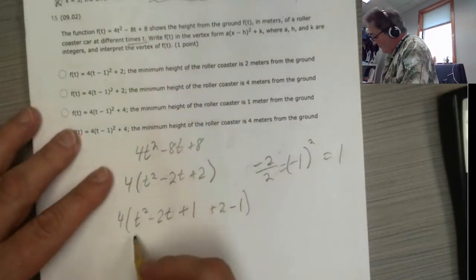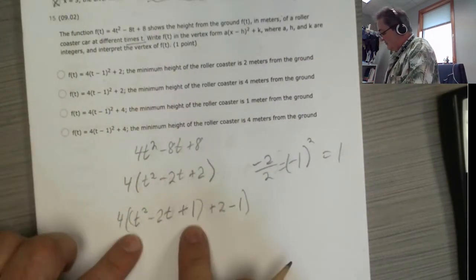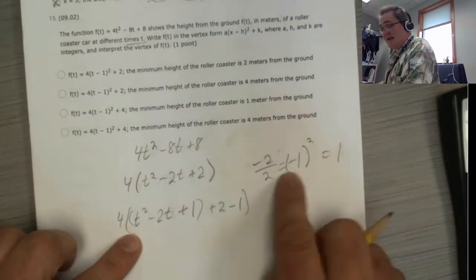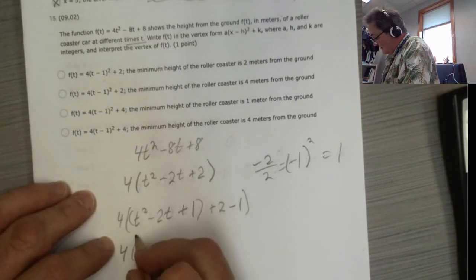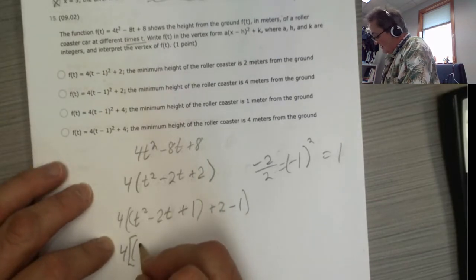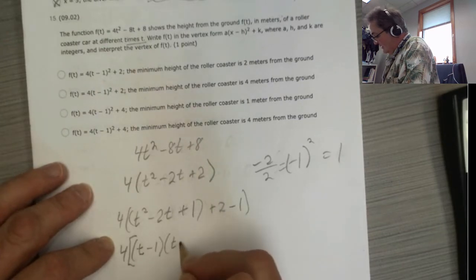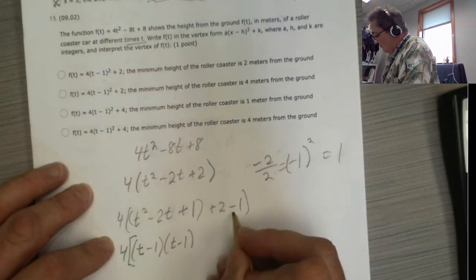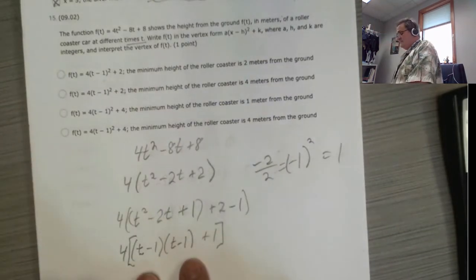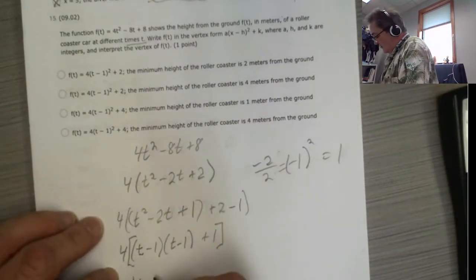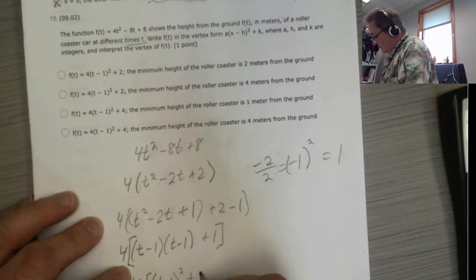Okay, so now this part of this is a perfect square trinomial because we just created that by completing the square. So we've got 4, and I'm going to put a bracket around all of that, t minus 1, t minus 1, and plus 2 minus 1 is just plus 1. All right, so now we can simplify this as 4 times t minus 1 squared plus 1.